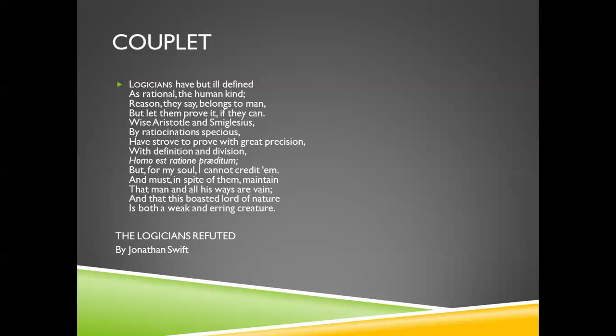Are they rational? This talks about reason. Okay, does it belong to man? Can we prove it? And then he talks about the idea of a soul. Okay, and there's these ideas at the very last 2 lines, that this boasted lord of nature is both a weak and erring creature. Okay, so man is sinful, inherently sinful. Okay, they have limited potential. That is Enlightenment thinking. So that's one example.